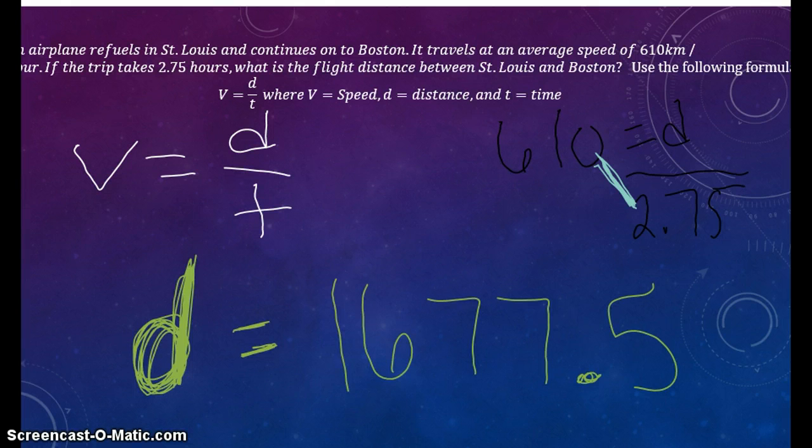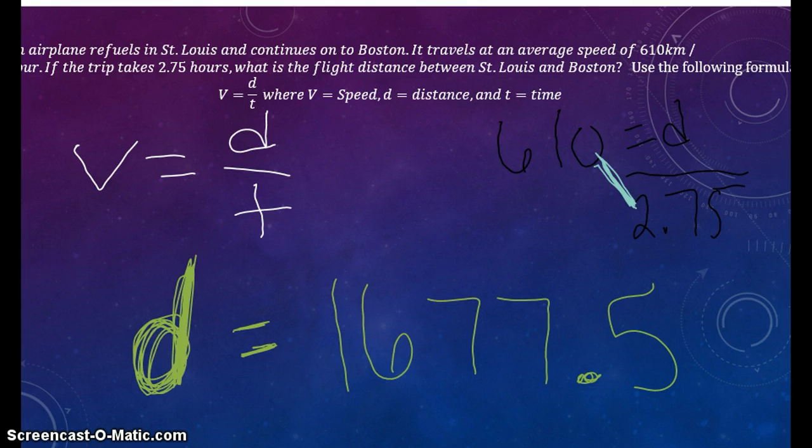First, I set up the equation of V equals D over T. V equals speed, D equals distance, T equals time. Then I plugged in 610 kilometers per hour for the speed, which is V, and 2.75 for T, which is the time. I set up the equation of 610 equals D over 2.75.